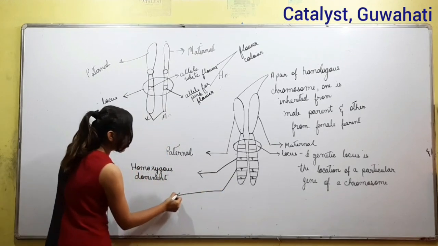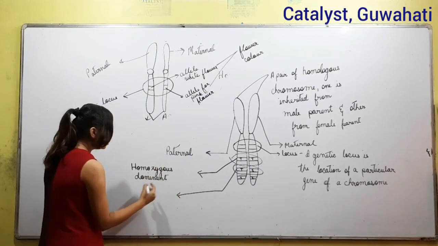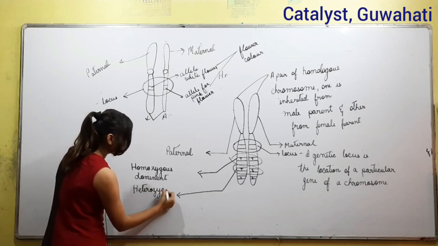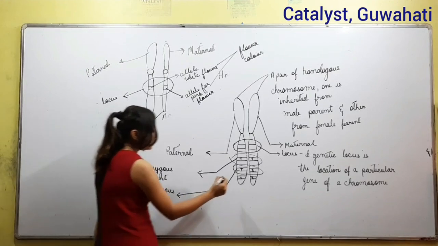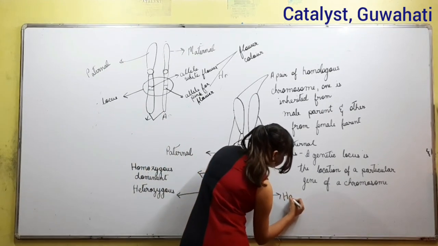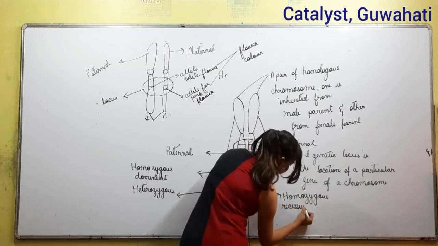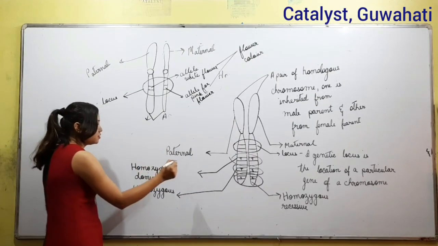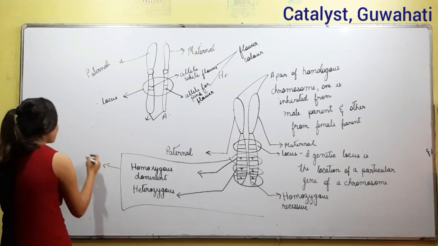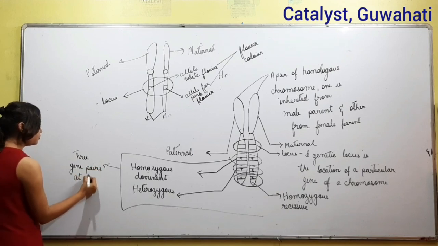Next, capital T, small t will be heterozygous since they are not similar. Small t, small t will be homozygous recessive. And the three of them indicate three gene pairs at three different loci.